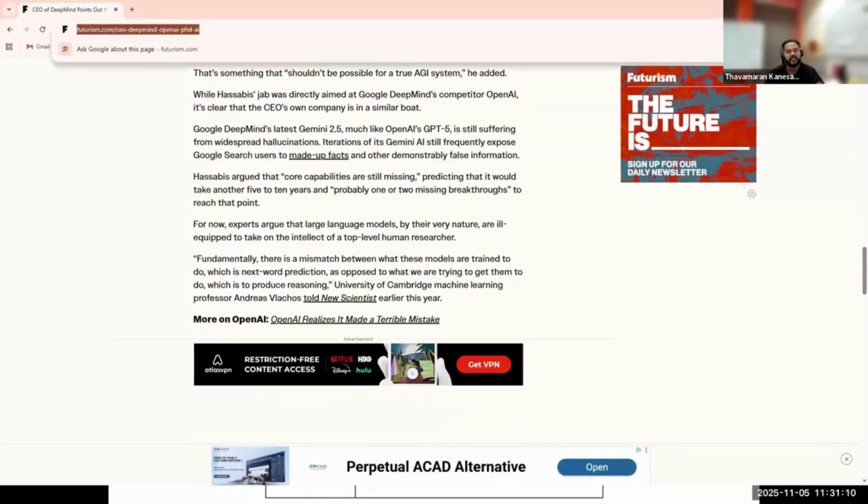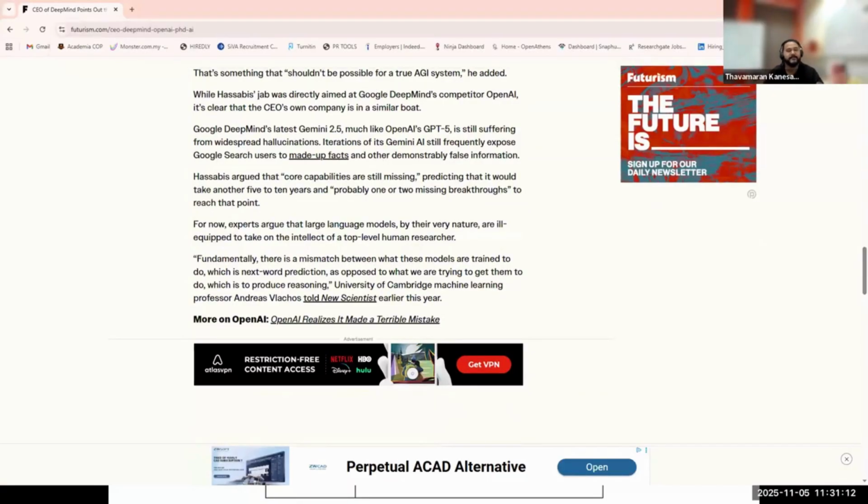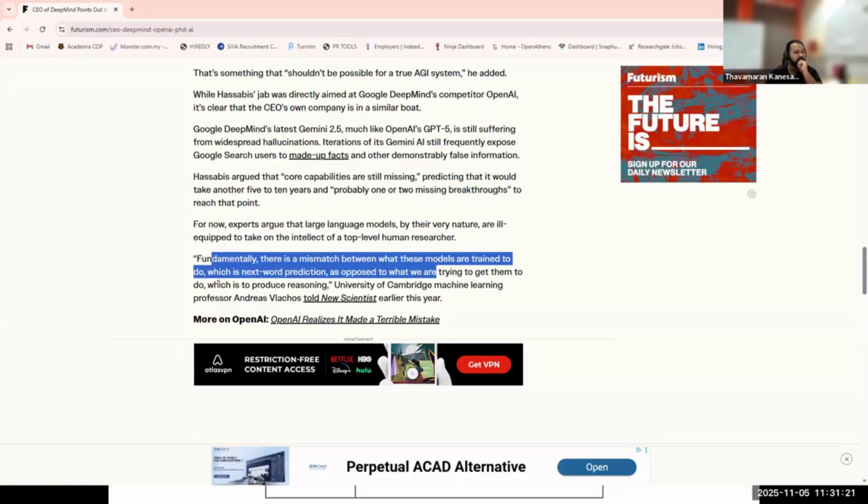You can read this through. Okay, I'll give you the link, everyone. Okay, this is all Sam Altman's work. He's brainwashing everyone. So fundamentally, there is a mismatch between what these models are trained to do, which is next word prediction. It's just prediction only. You ask this question, the flow goes to the database of things it has, the flow predicts, okay, this is the next one.